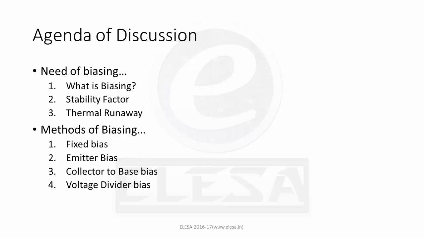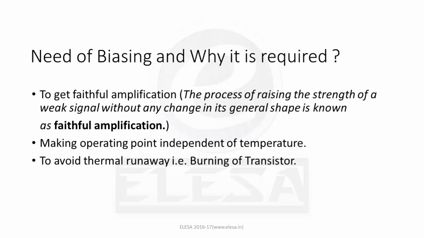So let's move on. What is the need of biasing and why is it required? The basic function of a transistor is to do amplification. That is, the weak signal is applied to the base of the transistor and the amplified output is obtained at the collector terminal. Then what is faithful amplification? It is the increase in the magnitude of a small input signal without changing its shape. That is faithful amplification.